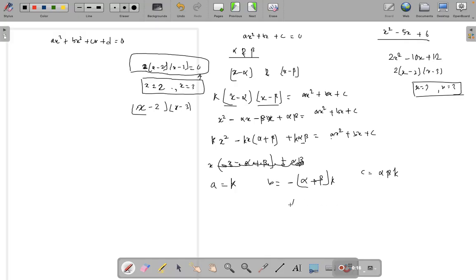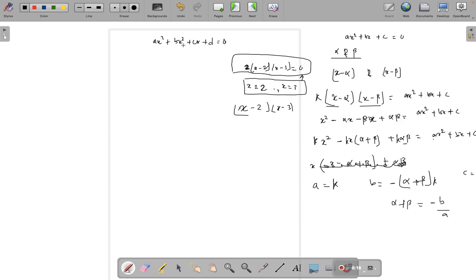So alpha plus beta, the sum of roots, is minus b upon k, and you know a and k are equal, so you can write minus b upon a. And alpha beta will be c upon k, or c upon a. Okay? Any doubt? No, sir. In the exam you may be given: prove that the sum of roots is equal to minus b upon a and the product of roots is equal to c upon a. You have to use this approach.